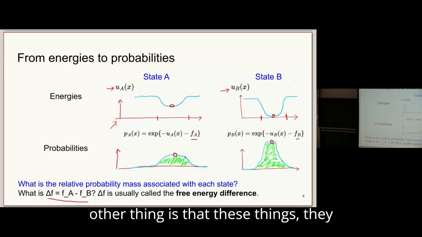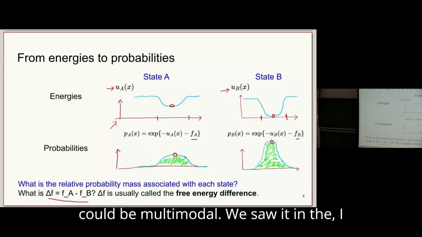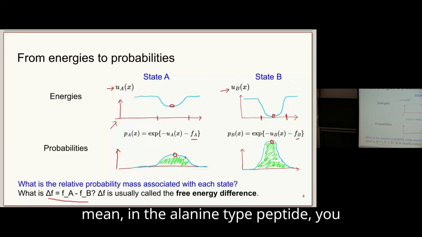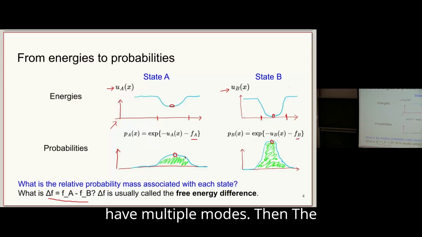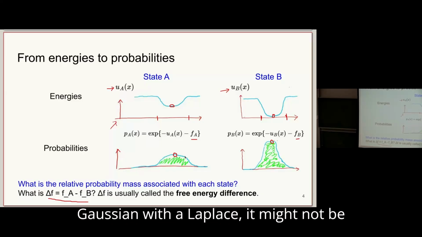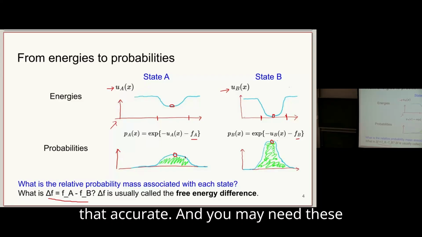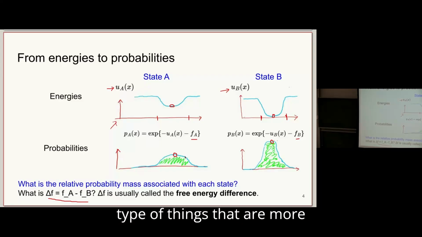The other thing is that these things could be multimodal. We saw it in the alanine dipeptide, you have multiple modes. Then the Gaussian with a Laplace might not be that accurate, and you may need these types of things that are more general.